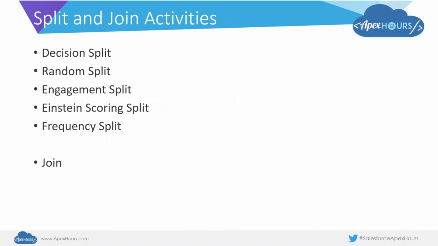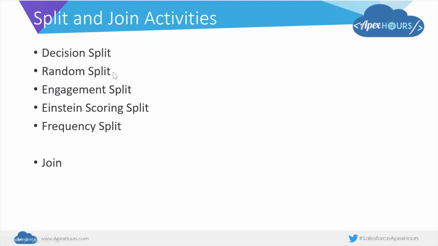And these are the various split activities that are available. First one is the decision split. The decision split activity evaluates the contact journey data. So we can set some filter criteria in there, and depending on the filter criteria, if the contact meets the criteria, they can be diverted to one path, and if they do not meet it, they can be diverted to a different path.